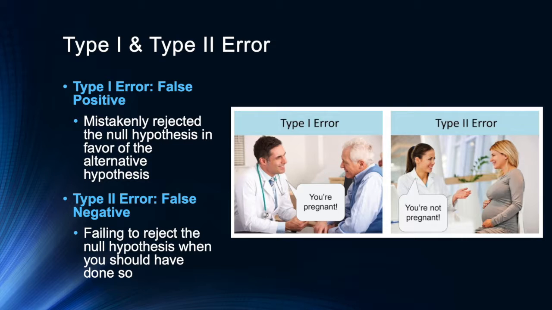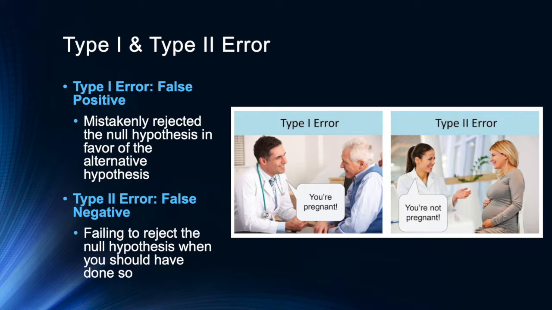So in the example that they're giving here, this is one of the first times I've laughed at something a statistician made. A type 1 error would be saying to someone that they are pregnant when they are in fact not pregnant. And they give a really obvious example here: telling a man that he's pregnant is obviously going to be the type 1 error.